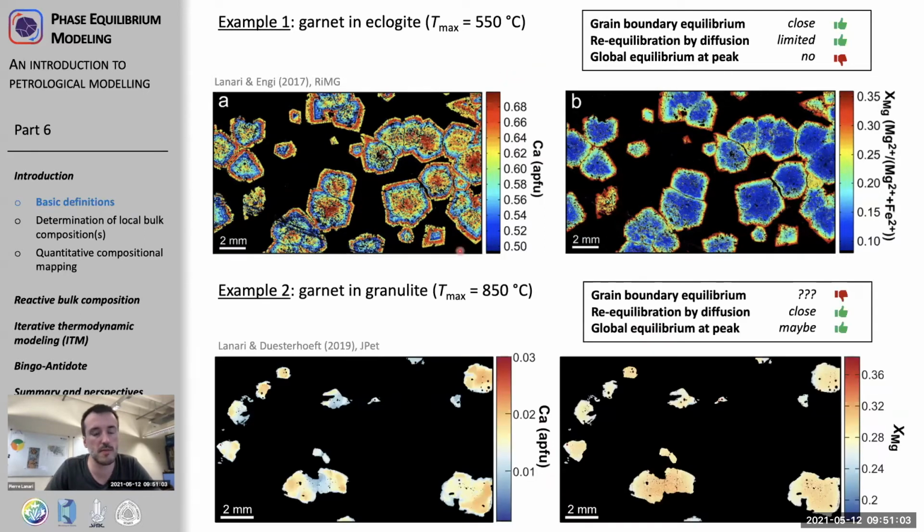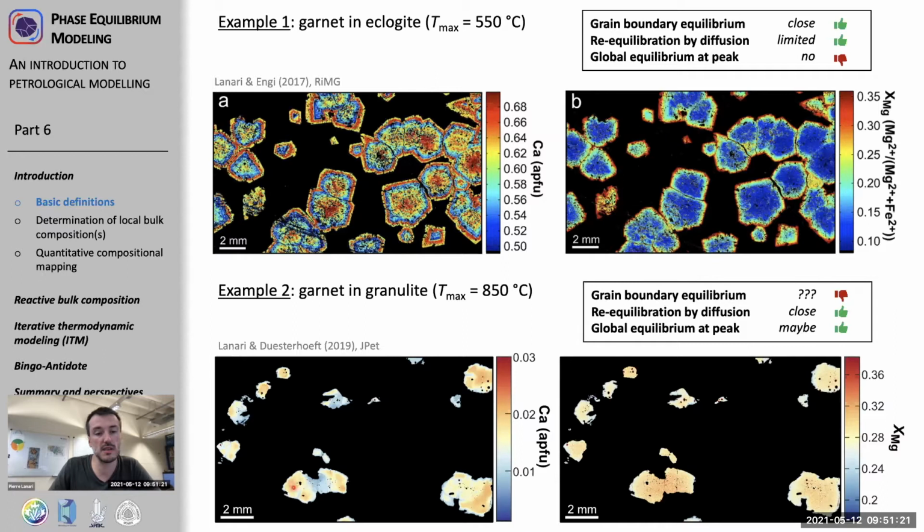The second example is a garnet in granulite, and the Tmax is now higher. We are at 850 degrees. And I showed you again two maps. It's exactly the same scale as in the previous example. Here we have 2 millimeters, and we are looking at calcium again on the left and XMg on the right.